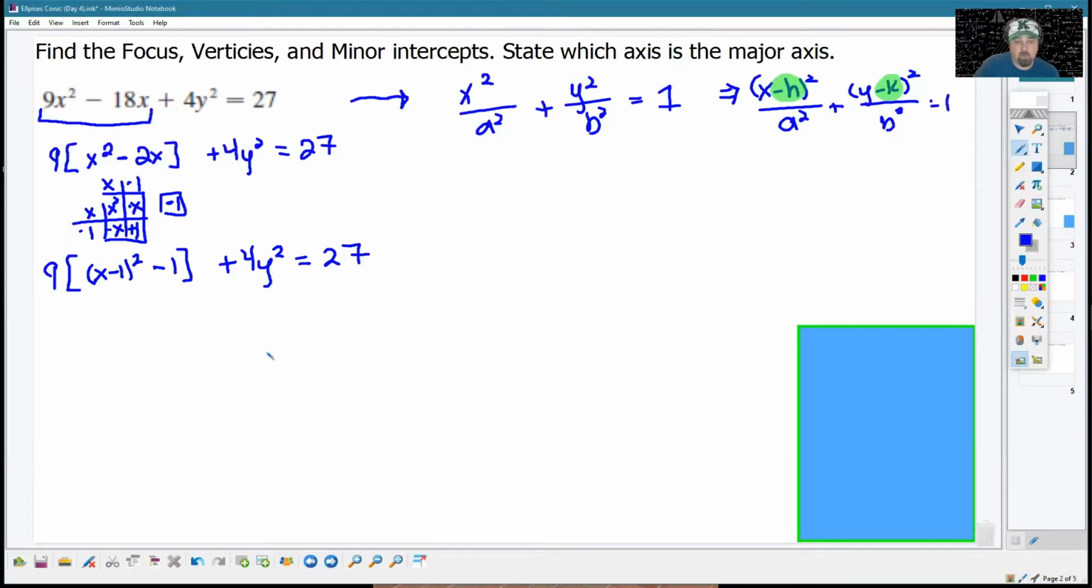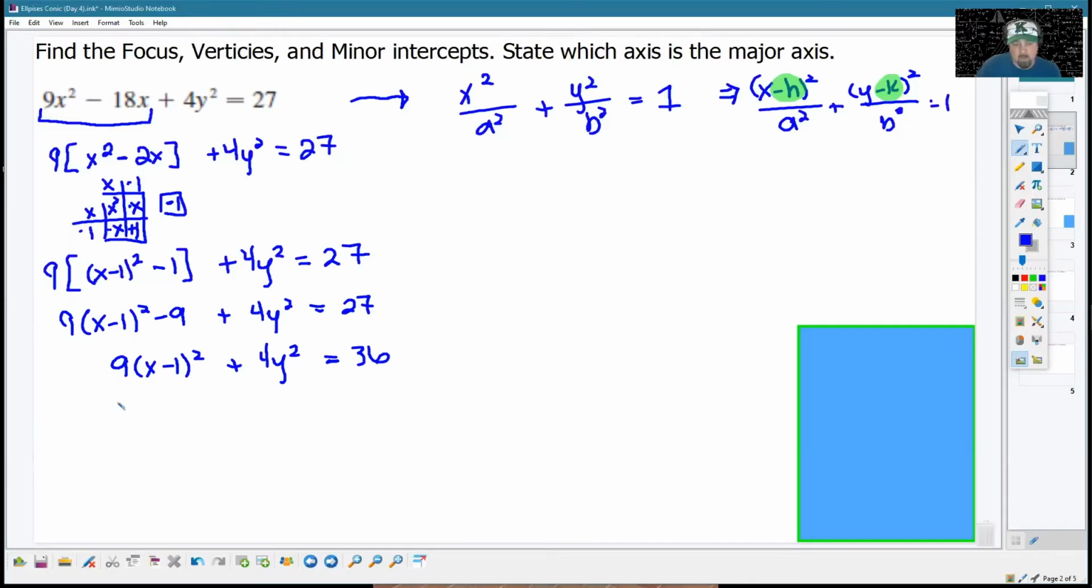Okay, now we need to distribute and clean this thing up a little bit. So we're going to multiply that 9 through. So we're going to get 9 times (x minus 1) squared minus 9 plus 4y squared equals 27. Let's move this 9 to the other side by adding it. So that's 9 times (x minus 1) squared plus 4y squared equals 36. So now we need to make this equal to 1 and divide all this stuff out.